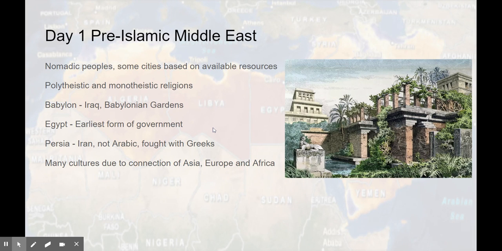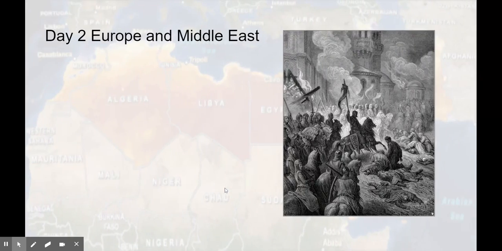Many cultures, of course, existed within the Middle East because it's a confluence or connecting hub between Asia, Africa, and Europe. And so you would actually see a lot of different peoples move back and forth throughout time in the Middle East. And moving on to the second day of notes, this would be Europe in the Middle East.